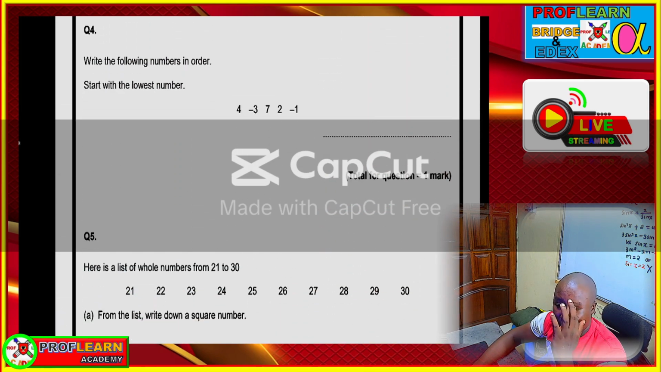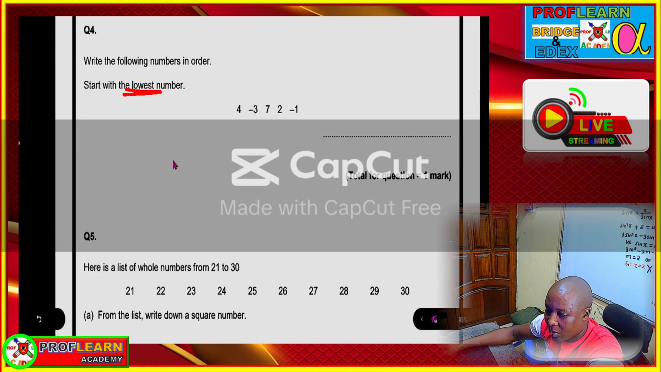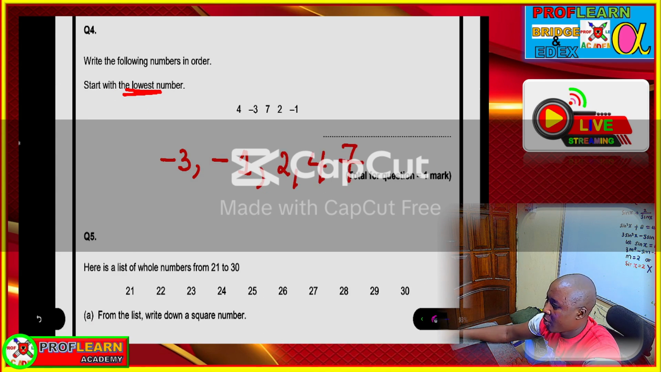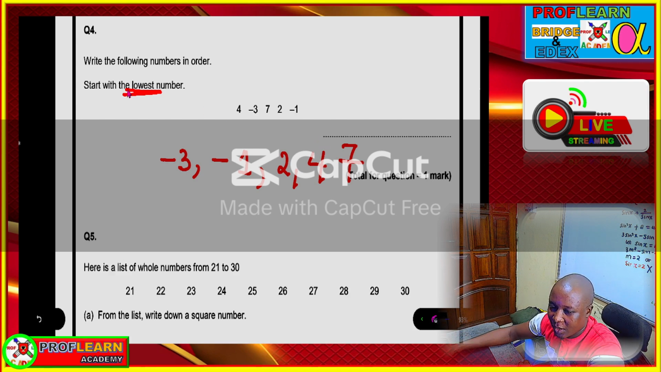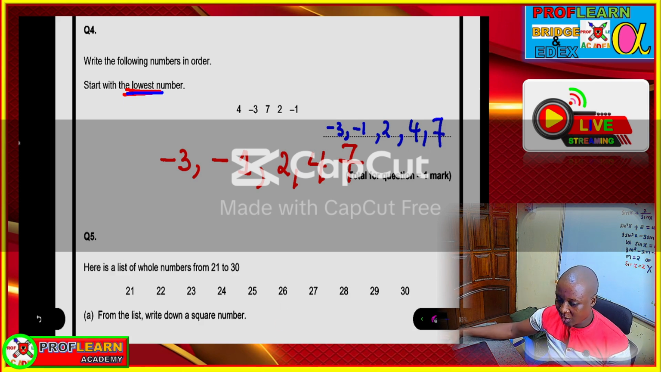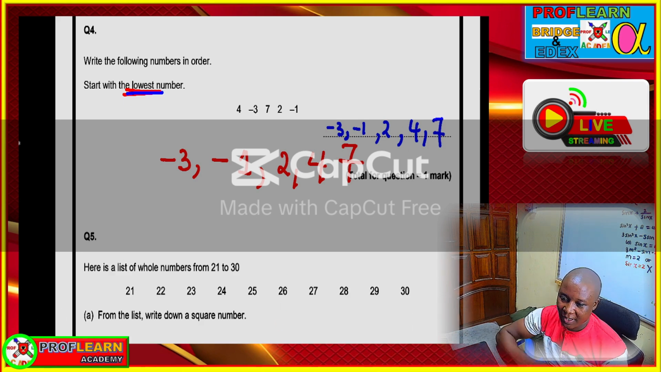Write down the following numbers in order, starting with the lowest number. So that is going to be -3, -1, 2, 4, then 7. So those are the numbers. That's the order in which these numbers are going to be from the smallest. So we shall say -3, -1, 2, we have 4, we have 7. So basically that's what you're going to do in order to get that.